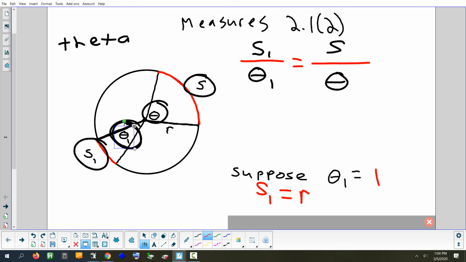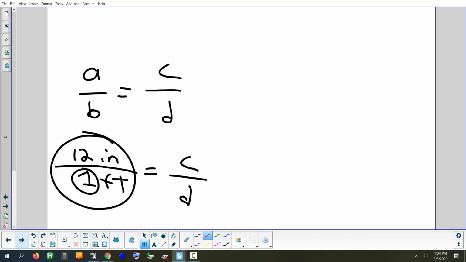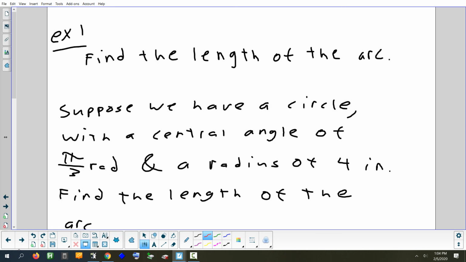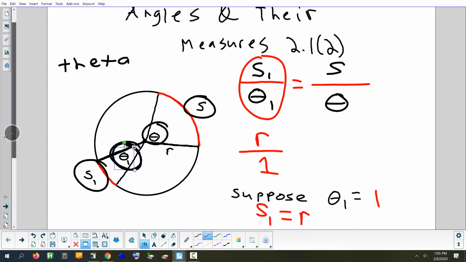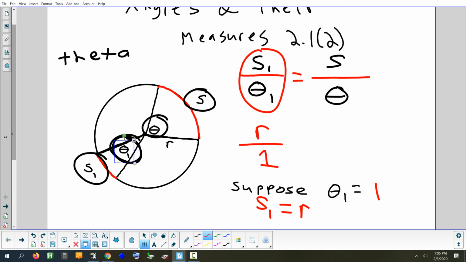Now, fill that information in right there. So, instead of S1, you're going to have a radius, which would be given to you in the problem. In a real problem, it'll be something like this. They'll tell you the radius of the circle, 4 inches. Okay, so you'll know that. And theta 1, we're going to plug in 1. This fact right here is like 12 inches in 1 foot. That's the fact that we're going to start with to figure out everything else.